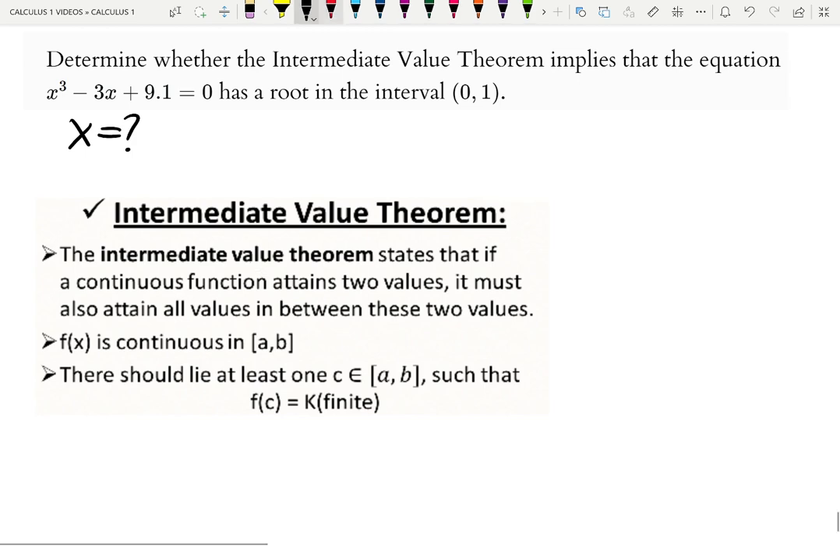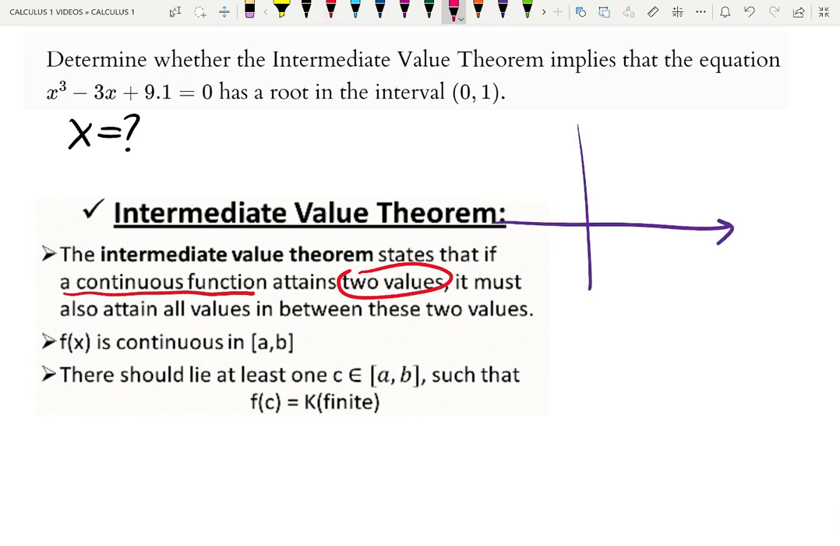Anyway, the intermediate value theorem says that when a continuous function attains 2 values, it must attain all values in between those values, because it's continuous, right? Basically, imagine the function of your age. At time 0, the year where you were born, you were 0 years old, then 1 year later, 1 year old, 2 years old, 3 years old. It's a one-to-one function. It's a continuous function.